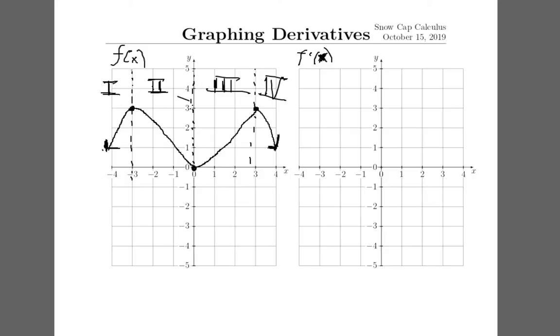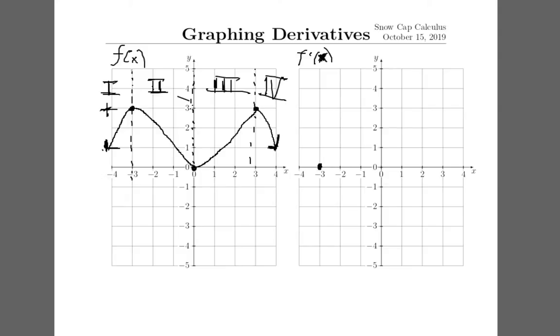All right, so for any value of x that is less than negative 3, we're going to have a positive slope because that's positive over here. So this should be positive. And then we know that since we have a local maximum on the function, the slope at that point is going to be 0. So our f prime of x is going to be 0 at negative 3.